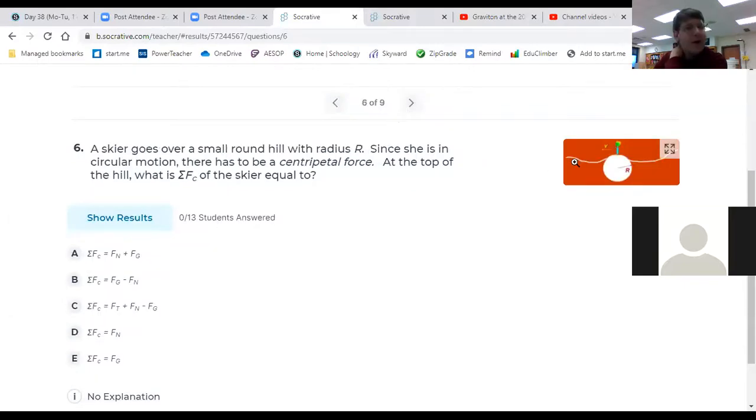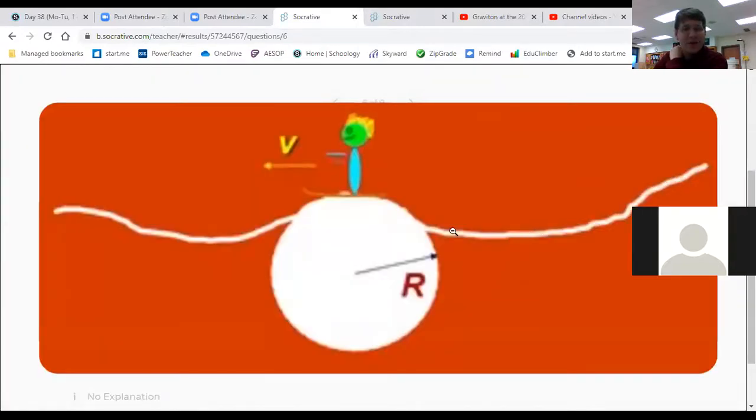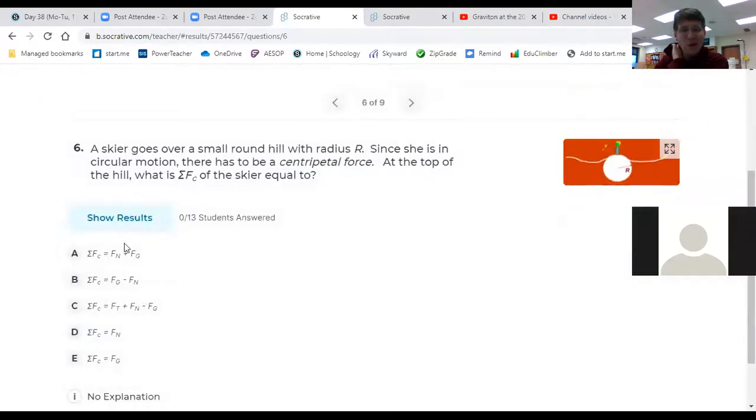All right, next one. We got a skier here that's going over the top of a part of a circle, a hill that we were going to model as a circle. Which of these equations is a good representation of what the centripetal force would be equal to in this case?